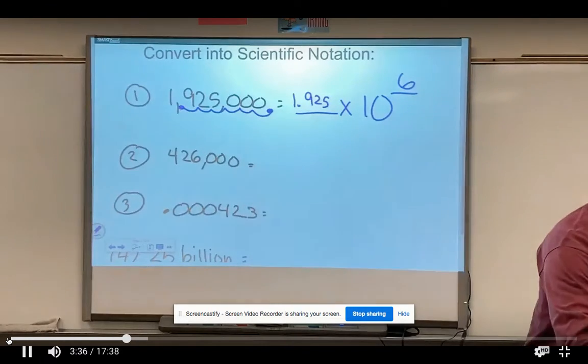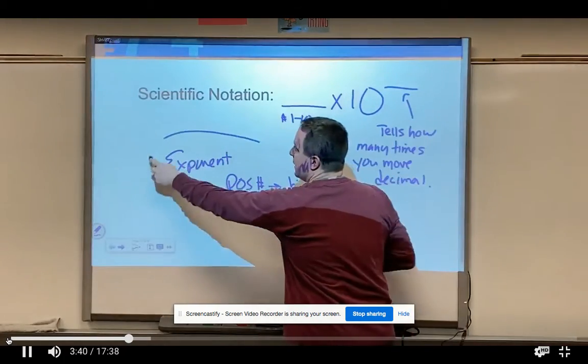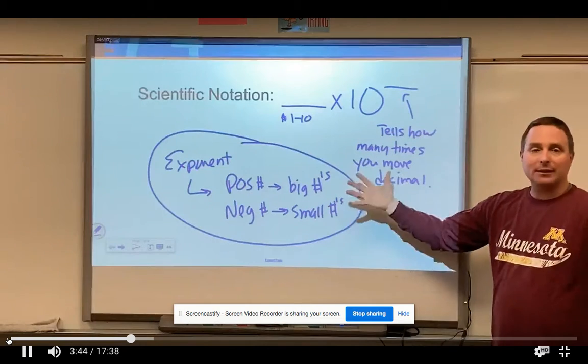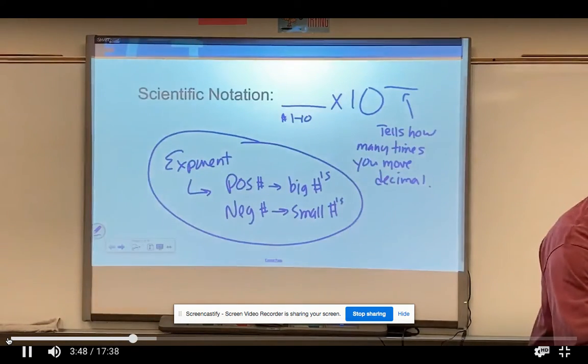Again, I'm going to back up one screen. If I go back to what I said a couple seconds ago about this part right here, this is a really simple way to keep track of what kind of an exponent we're going to have. I believe the number we have there is 1,925,000.